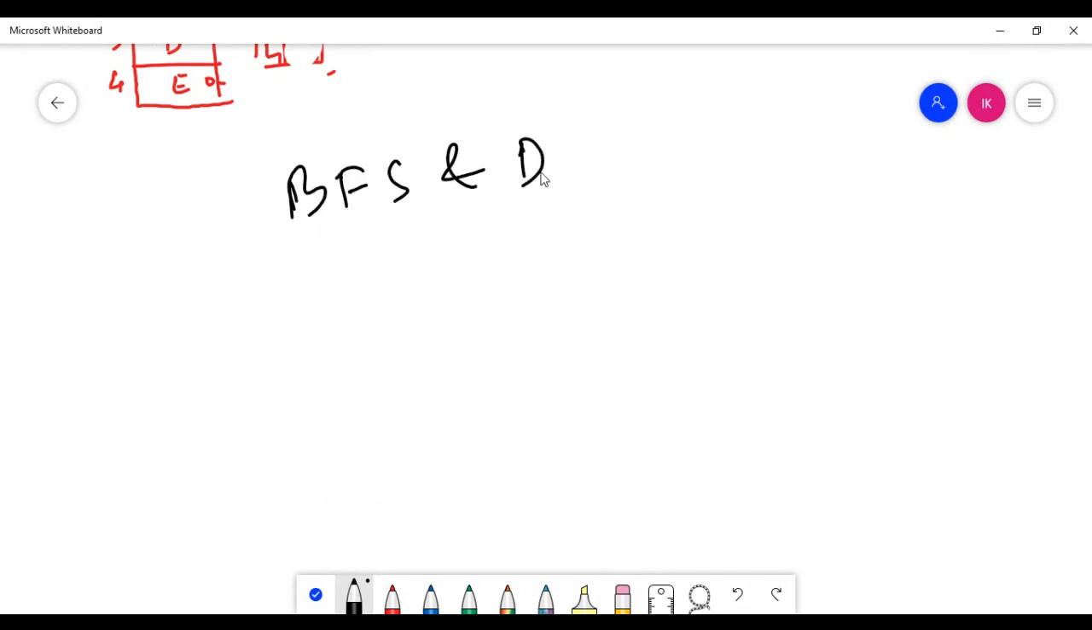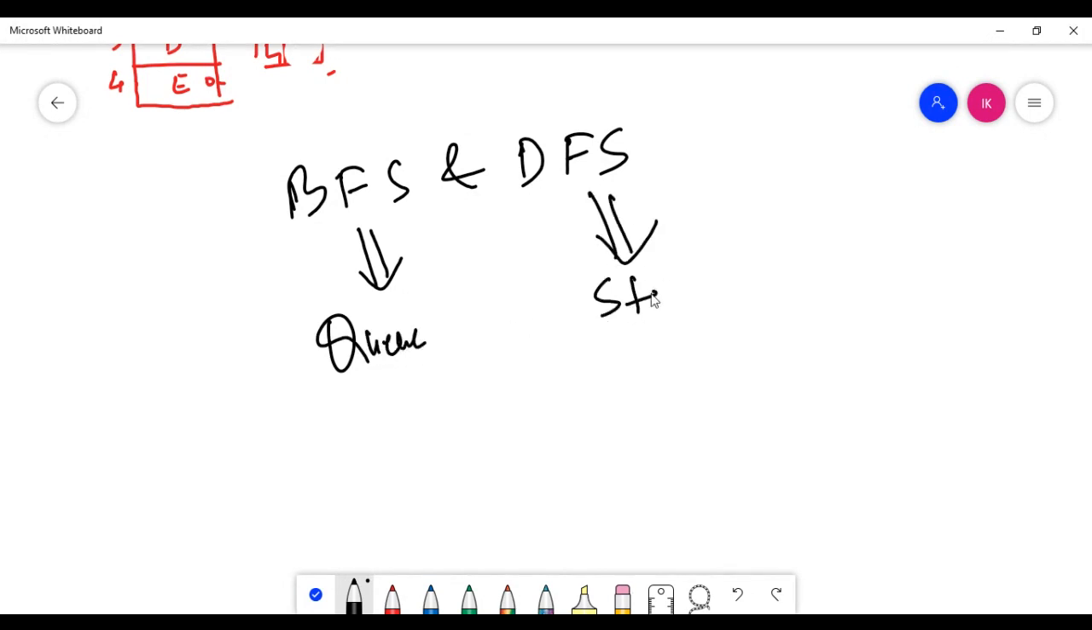BFS and DFS. Okay. Now what do we use in BFS and DFS? You must remember first: in BFS we use a queue and in DFS we use a stack. Okay, how do you remember BFS and DFS? Write like this. B is first and D is second, in English order. B is first in English and D is second.